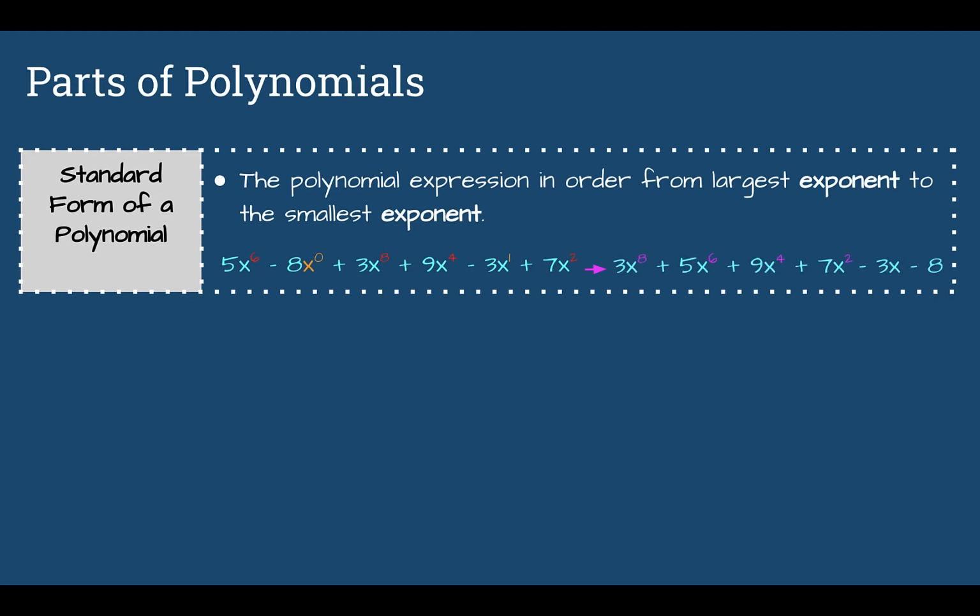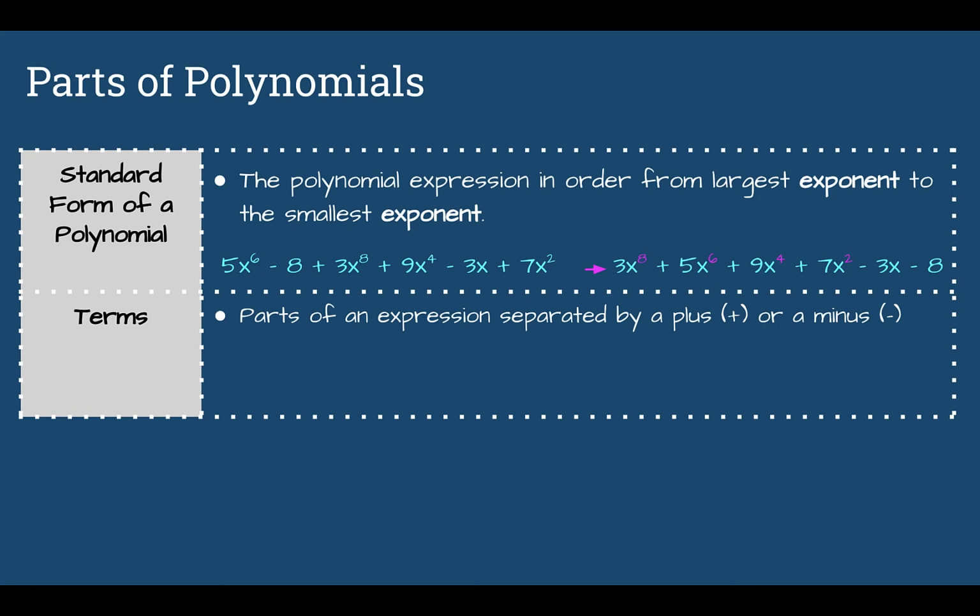So standard form here would be 3x to the 8 plus 5x to the 6 plus 9x to the 4 and so on. Notice the exponent is decreasing, going from left to right. So it started with 8, which was the highest, and ended with 0, which was the lowest.